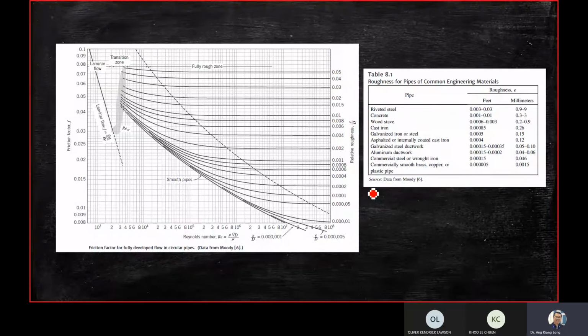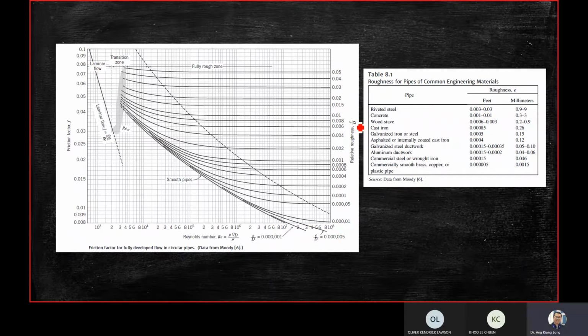Okay, so now we're going to teach you how to use this Moody Chart. The Moody Chart helps us to find the friction factor F. You see the axes that we have over here. On the left-hand side is the friction factor F. Below here is the Reynolds number, the equation is also given. On the right-hand side is the relative roughness, small e divided by D.